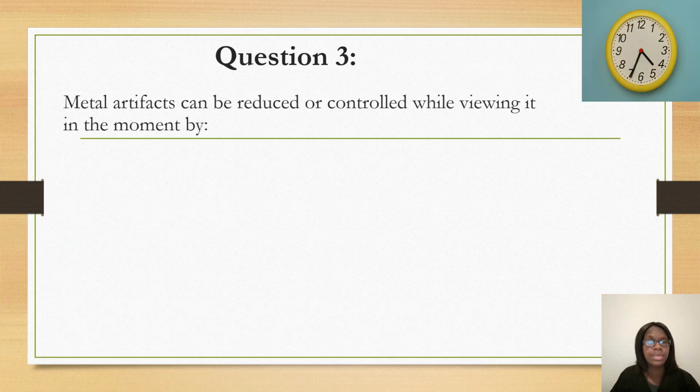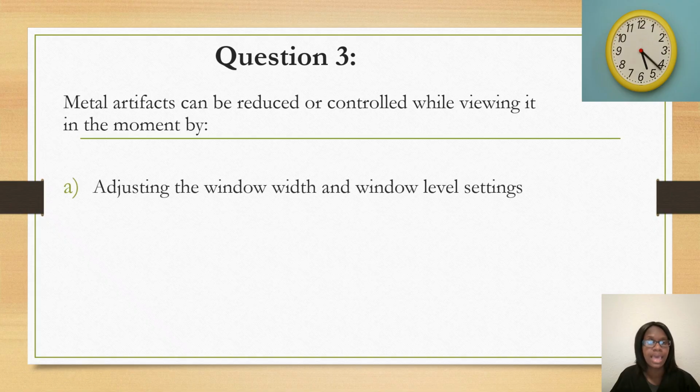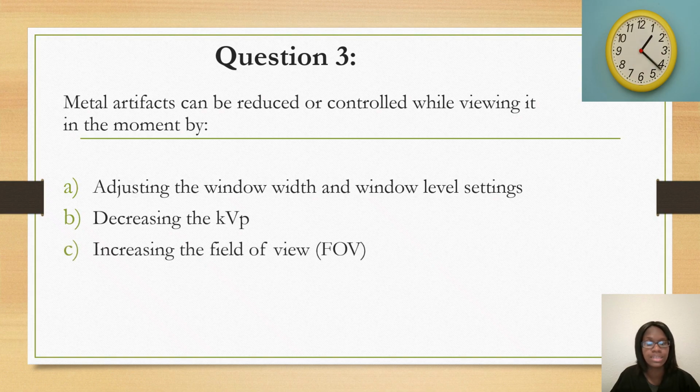Question 3. Metal artifacts can be reduced or controlled while viewing it in the moment by A. Adjusting the window width and window level settings. B. Decreasing the KVP. C. Increasing the field of view. D. Increasing the pitch.